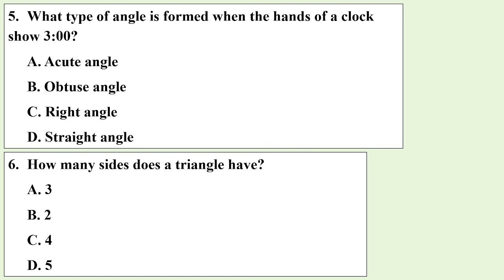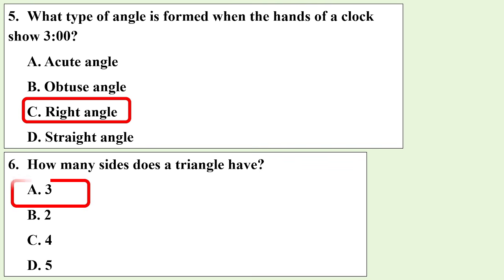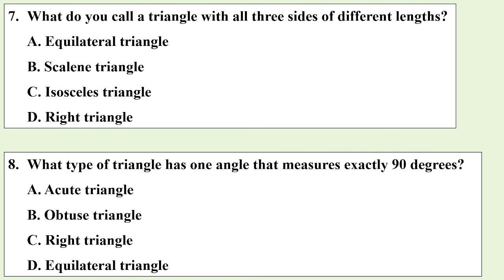Number 5. What type of angle is formed when the hands of a clock show 3 o'clock? Right angle. Number 6. How many sides does a triangle have? 3. Number 7. What do you call a triangle with all 3 sides of different lengths? Scalene triangle.